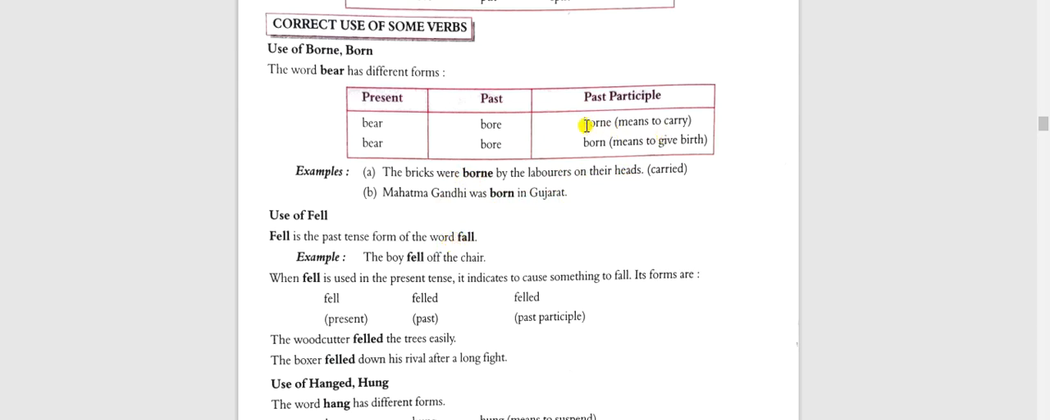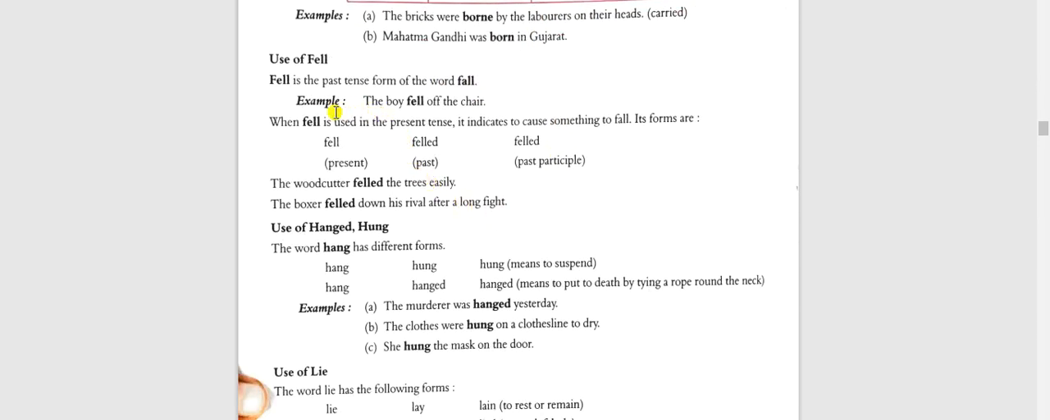So the first one, the meaning of the first bear is applied here, which means they are carrying the bricks on their heads. The second one, Mahatma Gandhi was born in Gujarat. How these two words are used, one is depicting the load, other is depicting the birth of our godfather, right, which is Mahatma Gandhi. Similarly, fell. Fell is the past form of the verb, which is fall, right? The boy fell off the chair. When fell is used in the present tense, it indicates to cause something to fall. Its forms are fell, felled, felled, right?